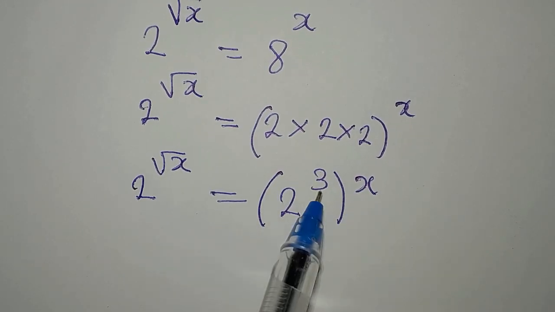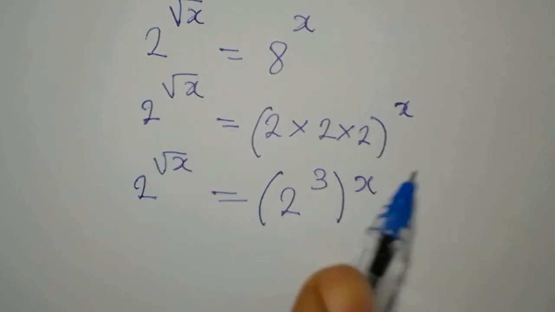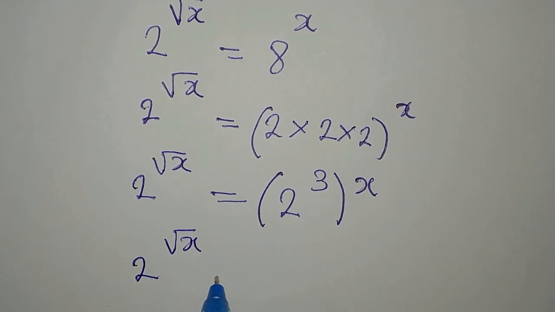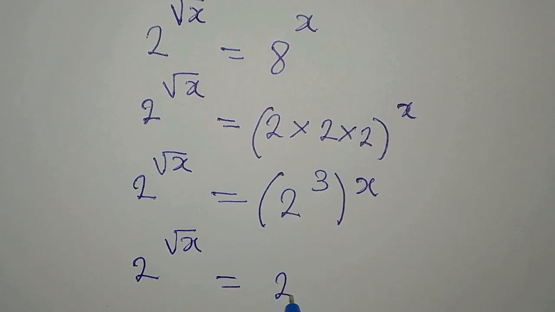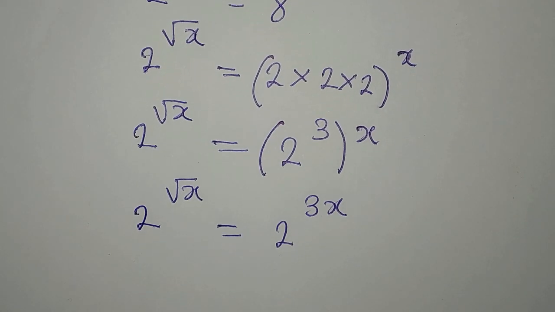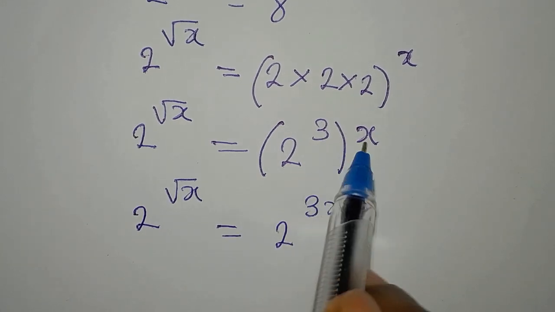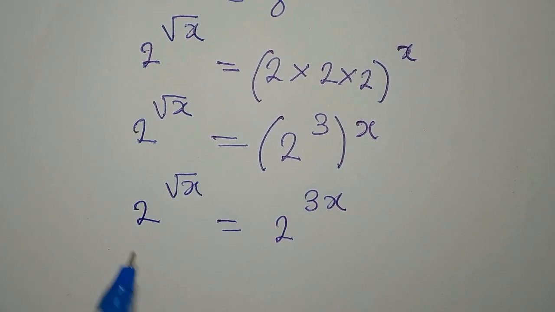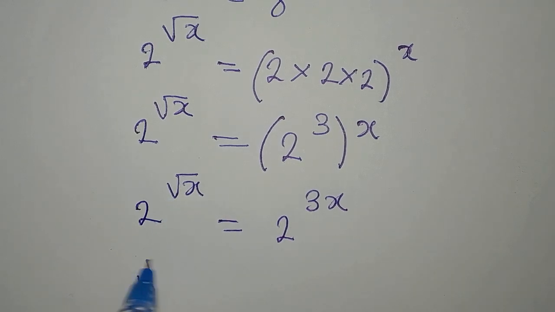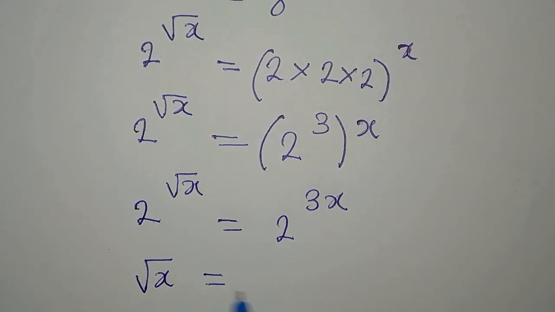And by the way, we can always multiply the power, right? So 2 to the power of root x is equal to 2 to the power of 3x, because we have to multiply the powers. Now the bases are the same. We can now equate the powers. Square root of x equal to 3x.